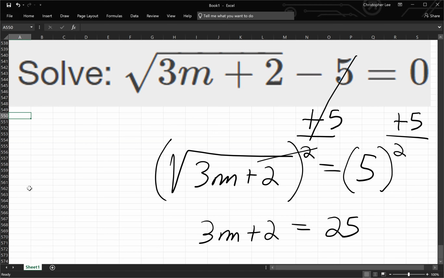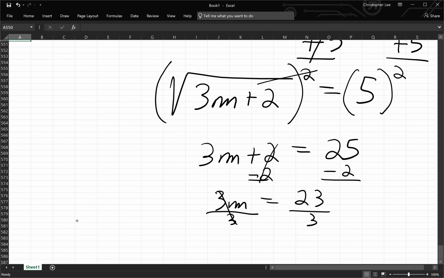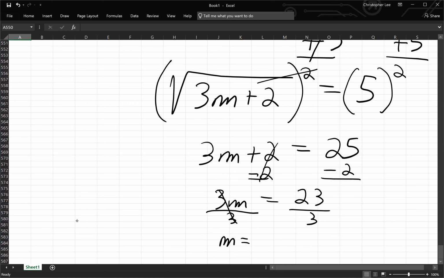And then just solve for m. That's it, nothing crazy. Subtract 2, subtract 2. What's that, 3m is equal to, what's this, 23? Right? Divide by 3. And that's it, right? So m equals 23 over 3.